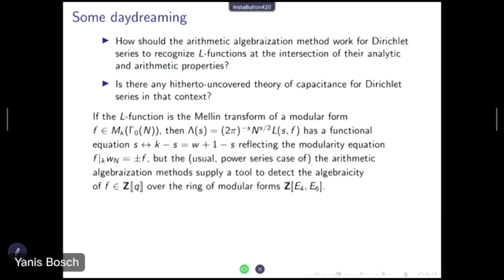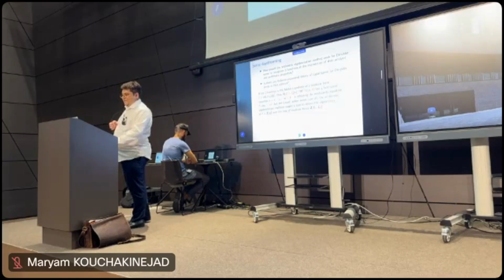The coefficients are integers by design, and should these kind of algebraization methods be able to recognize L-functions by the intersection of some analytic and arithmetic properties in terms of coefficients and analytic continuation? And would there be a version of capacitance, this notion of size, for extending through the set for Dirichlet series? So observe that at the end of the day, if the L-function is modular, it comes out as the Mellin transform of a modular form of some weight and level. And then this completed L-function has the functional symmetry. I guess this k minus 1 was the motivic weight. So the symmetry with this normalization is that s goes to k minus s.